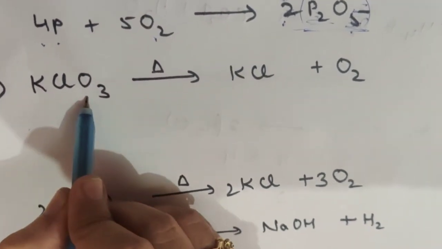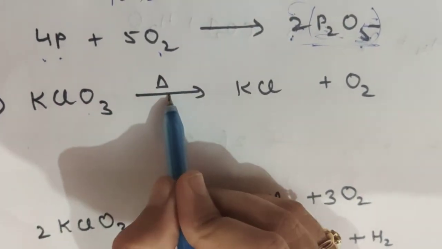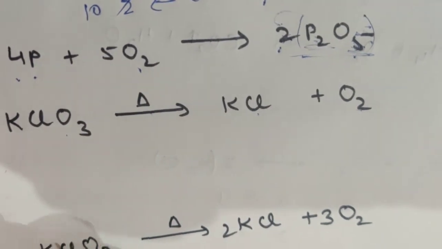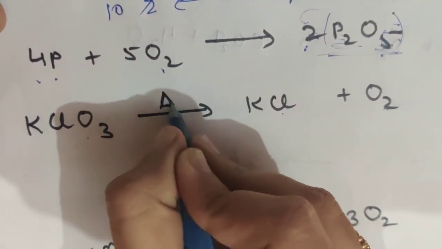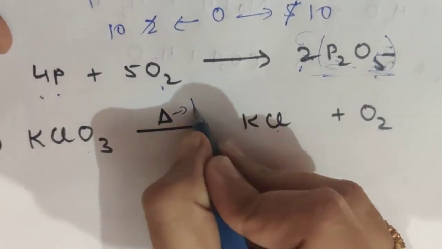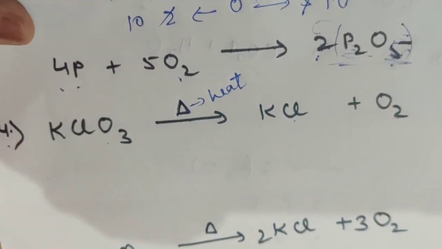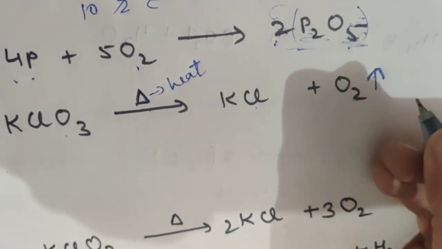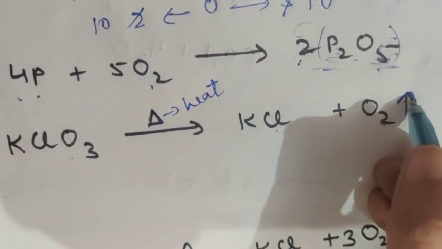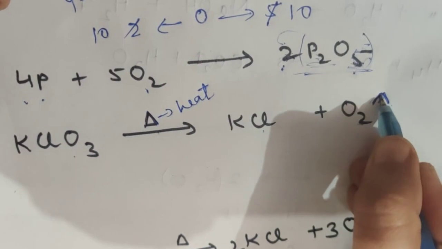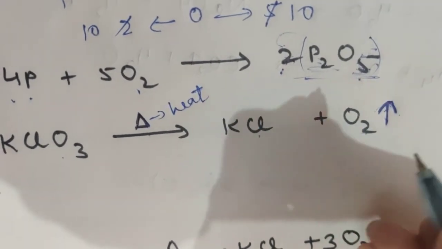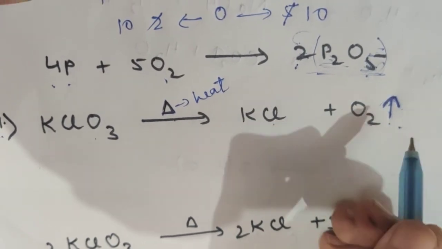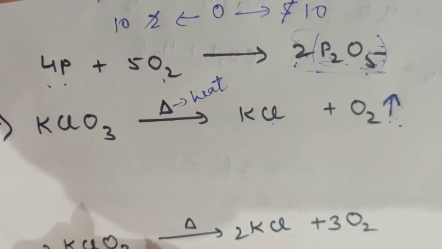KClO3, potassium chlorate, when heated will produce KCl plus O2. Now this triangle symbol indicates heating has been done, and you can see that in some equations I have put this sign. This sign indicates that the product or the reactant is gaseous. This upward arrow indicates that a gaseous product is evolved.